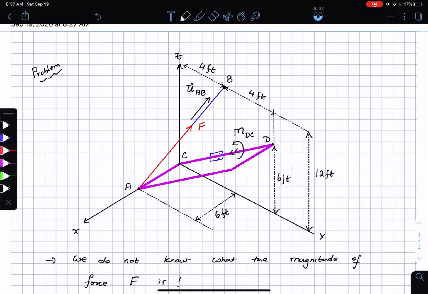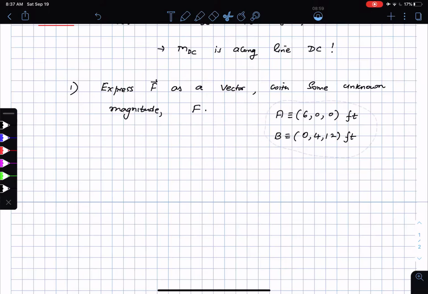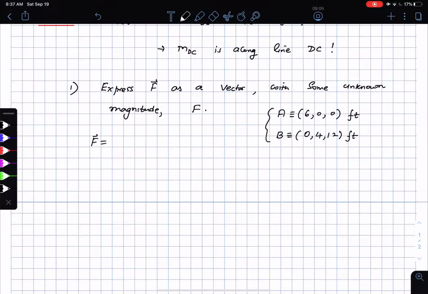And then I can write the coordinates of all of these points of interest. So coordinates of point A is going to be 6, 0, 0. Coordinates of point B is going to be 0, 4, 12, in feet. This is typically how you'd be doing it. So I bring these two coordinates down. I have the coordinates of these points on the line of action of the force. So the force F is going to be F times U AB, which is the force times the position vector divided by the magnitude of the position vector.